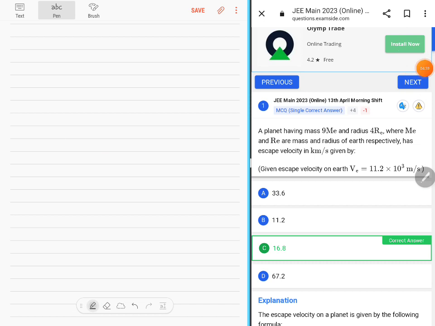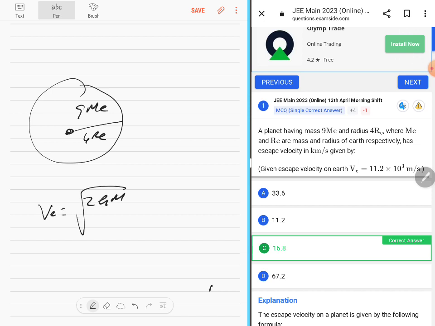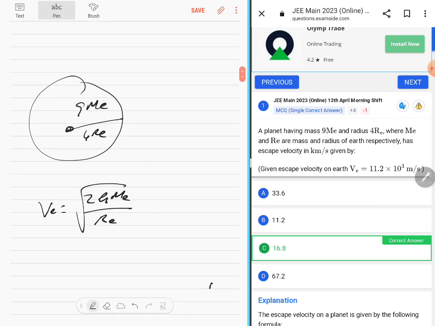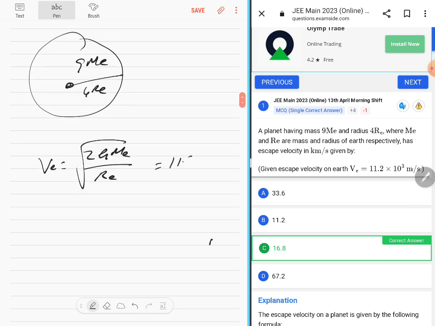So a planet has a mass of 9 Me and a radius of 4 Re. Then you have to find the new escape velocity. You know, for the original escape velocity, the formula is root of GMe by Re, where Me is the mass of the Earth. You know this value is 11.2 km per second. Now the new escape velocity will be root of 2G, M will be 9Me, R will be 4Re.